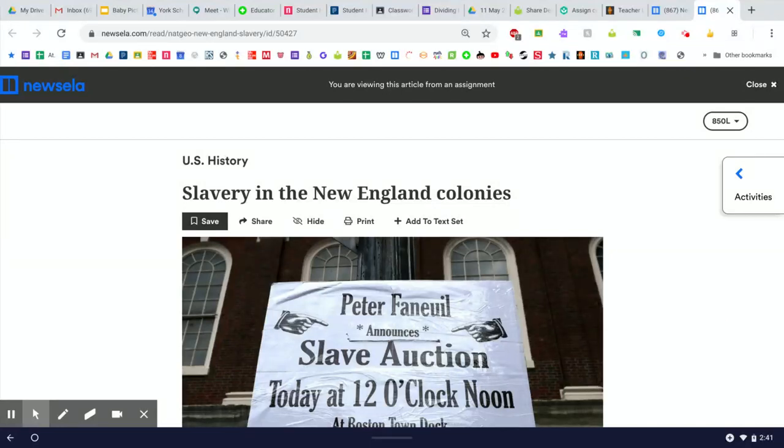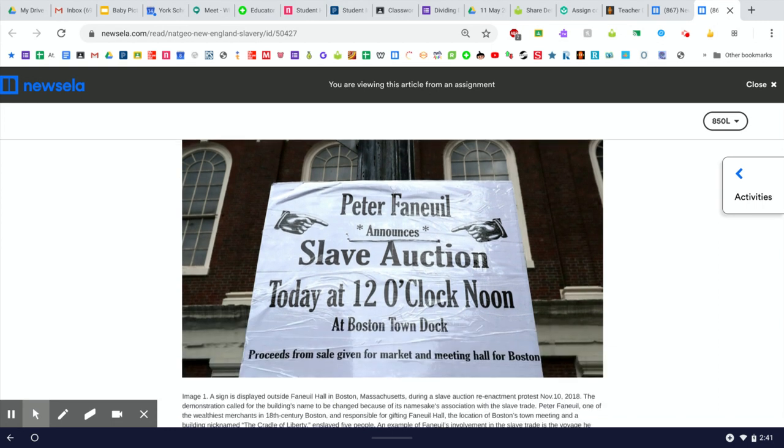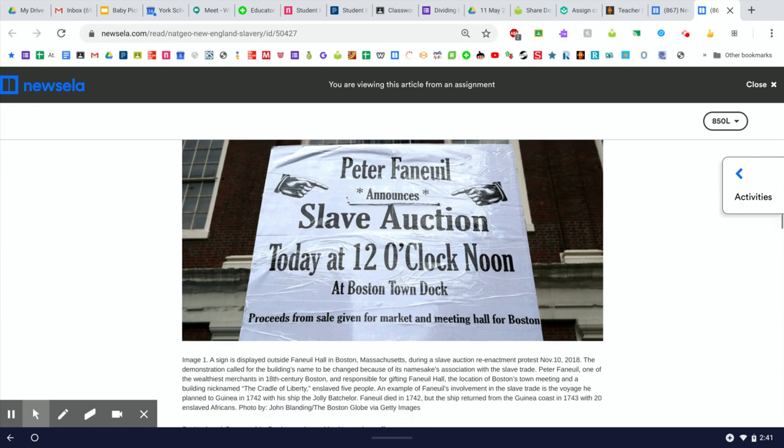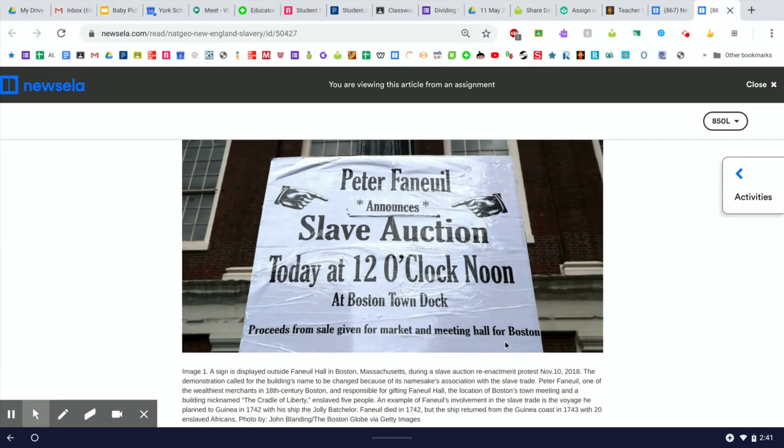Today's article about the New England colonies is titled Slavery in the New England Colonies. And here we have a picture, although it doesn't look very historical because it's wrapped in plastic. It's all shiny, so I don't think that's an old picture. Let's find out what the meaning is here by reading the caption.